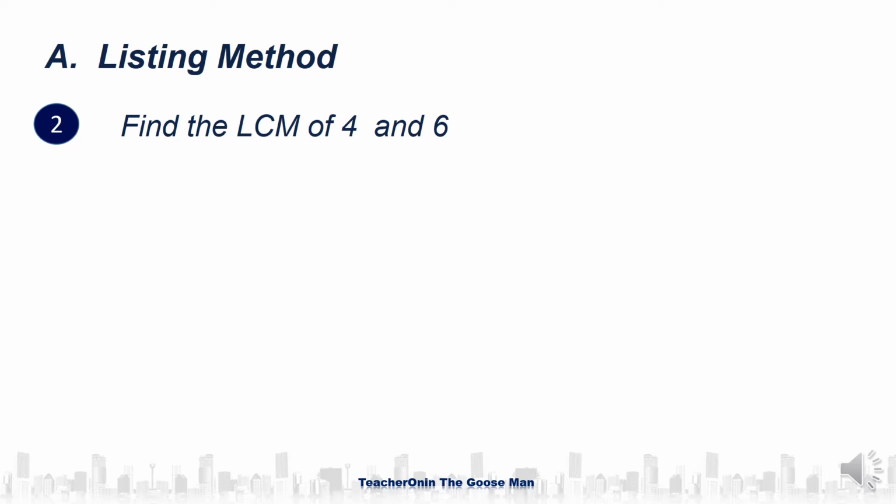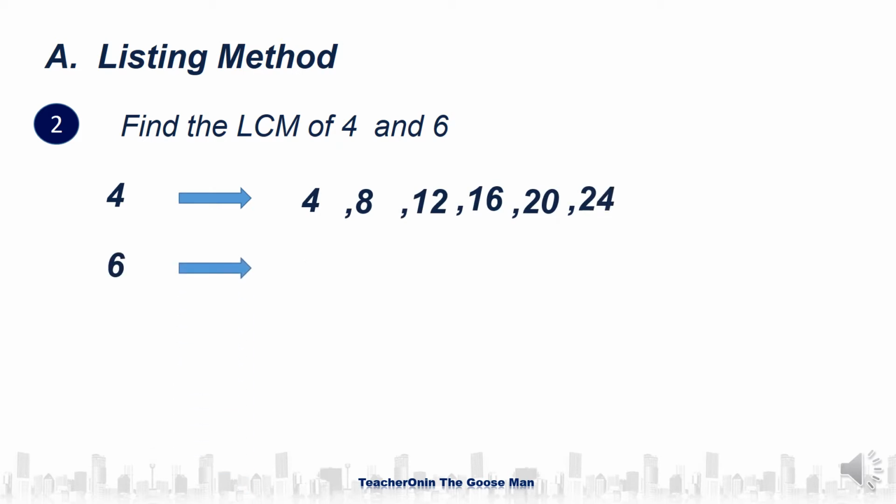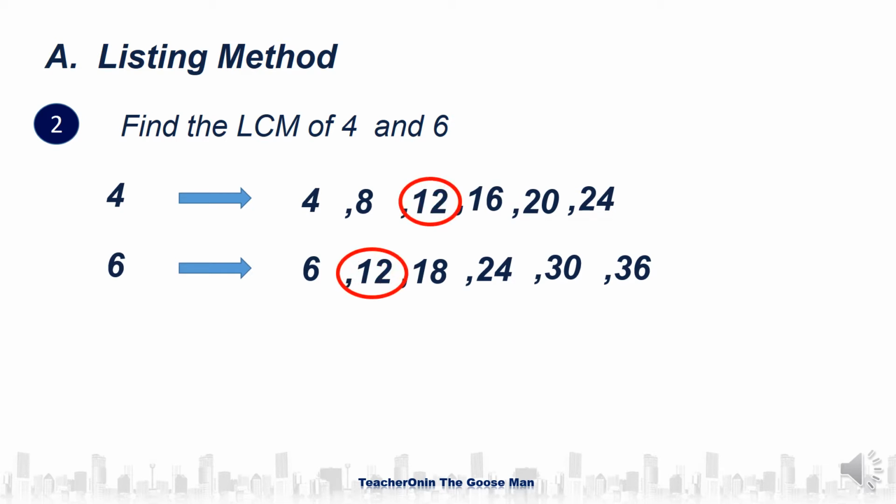Let's have another example under listing method. Say, for instance, find the LCM of 4 and 6. So I list down some multiples of 4. So I have the following numbers. Okay, and also I'll list down the multiples of 6. So I have here 6, 12, 18, 24, 30, and 36. But take note that I have two common multiples, which are 12 and 24. But I'll encircle the smallest one. So therefore, the LCM of 4 and 6 is equal to 12.